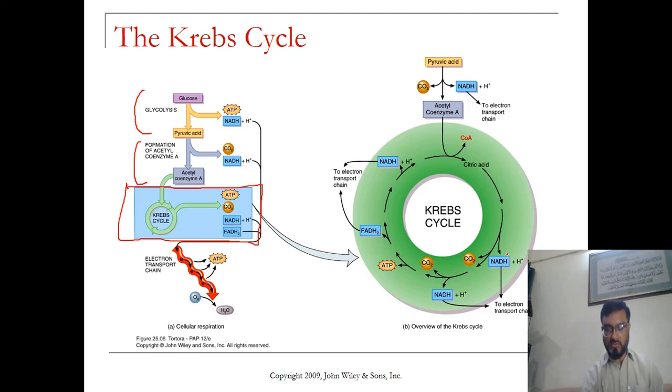As a result of these eight steps, three molecules of NADH2 are produced, along with one molecule of FADH2 and one ATP, with the release of two carbon dioxide. So this is the summary of the energetics: three molecules of NADH2, one FADH2, one ATP, and the release of two molecules of carbon dioxide.